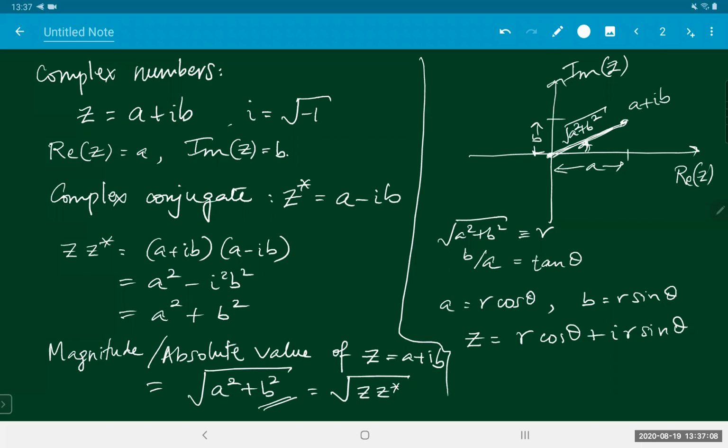And r cosine theta plus i r sine theta can also be written as r e to the power i theta. So these are all equivalent ways of writing the same complex number. If you write it in terms of a and b as a plus ib, that's one way of doing it. But you can also write it in terms of r and theta in this trigonometric fashion or in this exponential fashion. These are all the same complex number. Any questions so far?